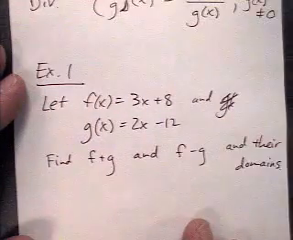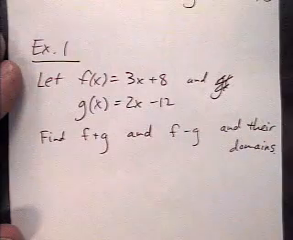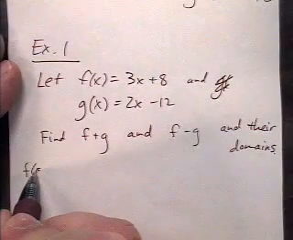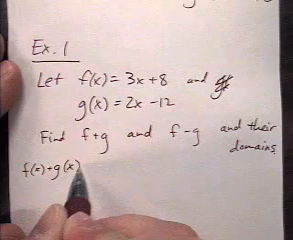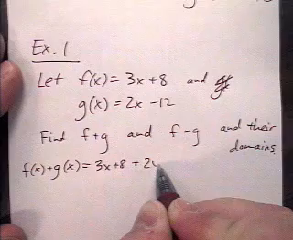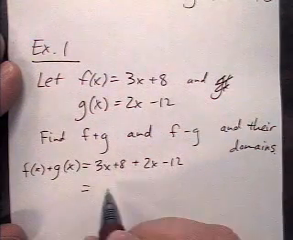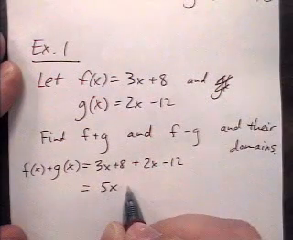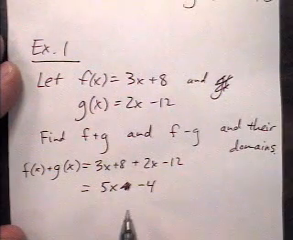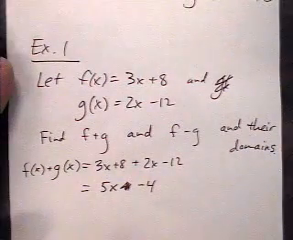So let's just take a look at an example here. I've got these two functions, f of x equals 3x plus 8 and g of x equals 2x minus 12. We're going to start by adding the two functions together, f of x plus g of x. So that would be 3x plus 8 plus 2x minus 12. And yes, it is as simple as combining my like terms. So that would be 5x plus, minus 4. 5x minus 4 in this case. 8 minus 12.